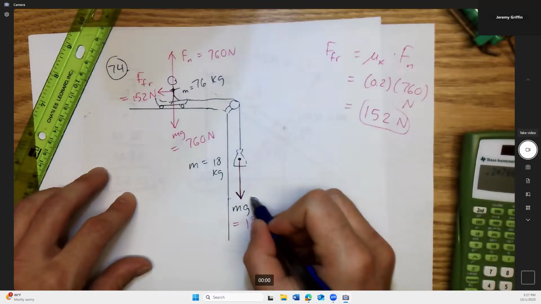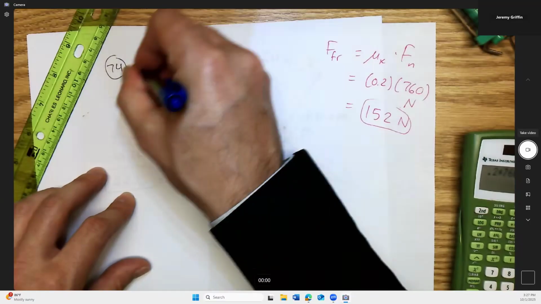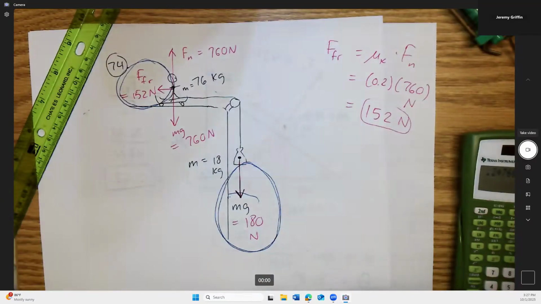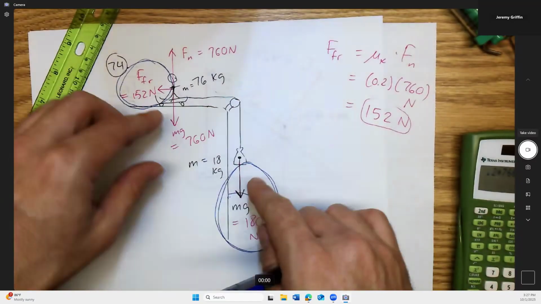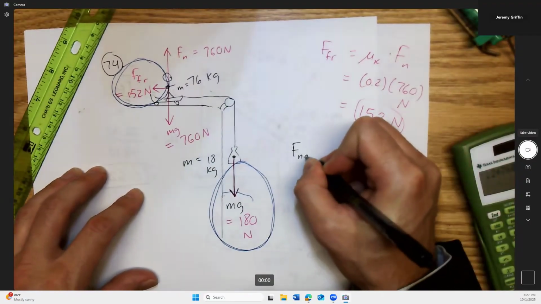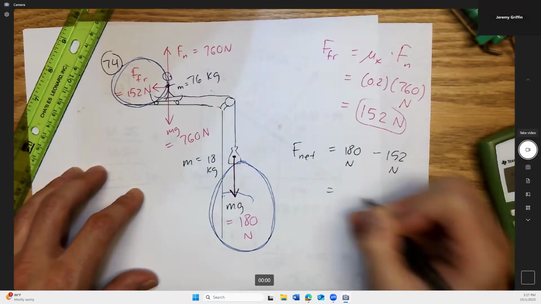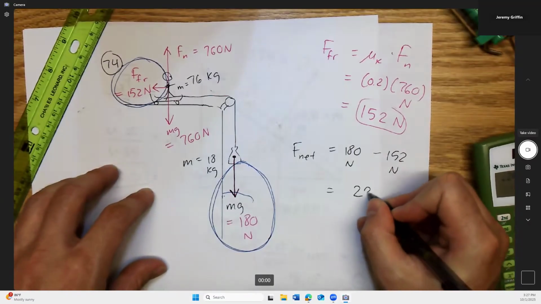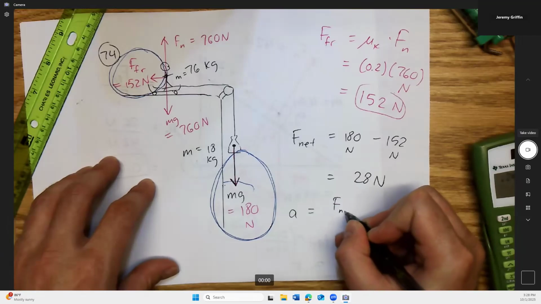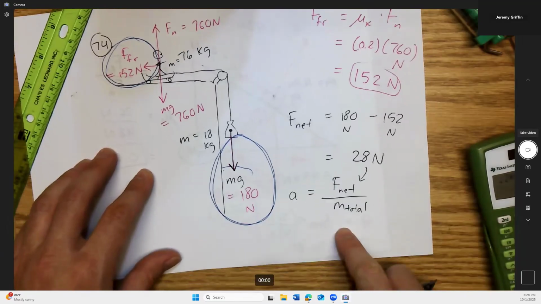There are only two. It's this one here, the weight of the sandbag saying, let's pull this whole thing down clockwise. And this friction force saying, no, let's hold back, let's resist that counterclockwise sort of. That's everything that matters. Everything else cancels out. The tension's internal, the normal force and weight up here cancel out. So net force is 180 newtons minus 152 newtons. Is that 28 newtons? And then the question was acceleration. Guys, if you know net force and you know total mass, can you divide those two?